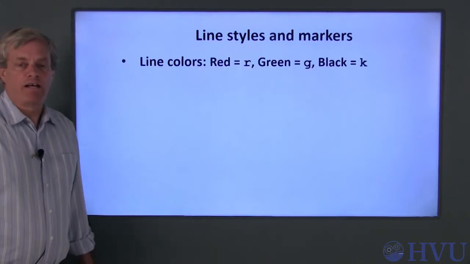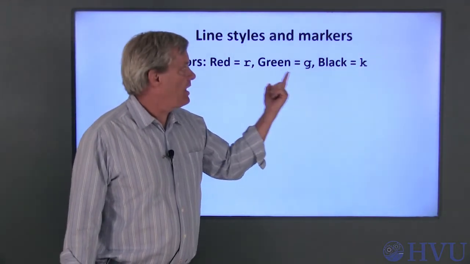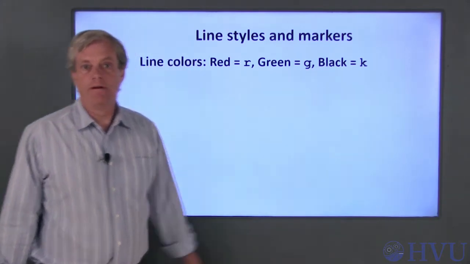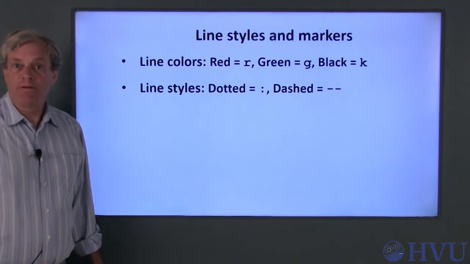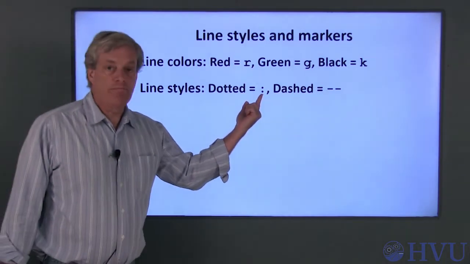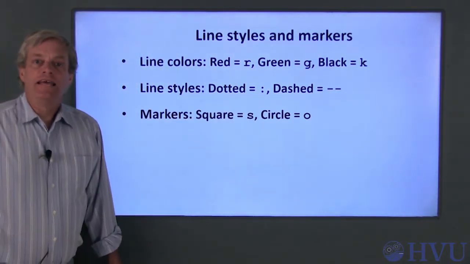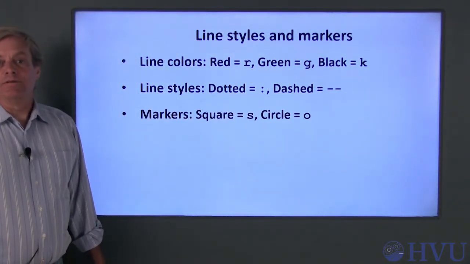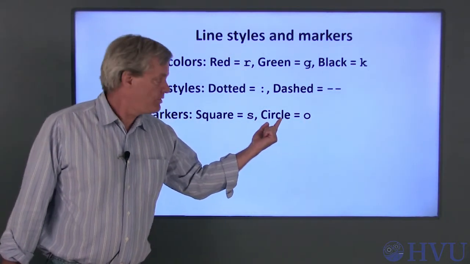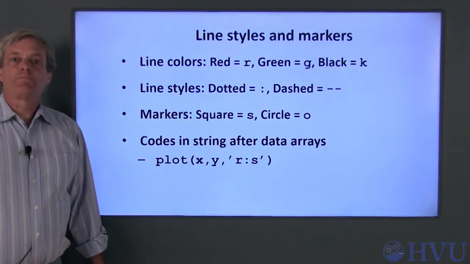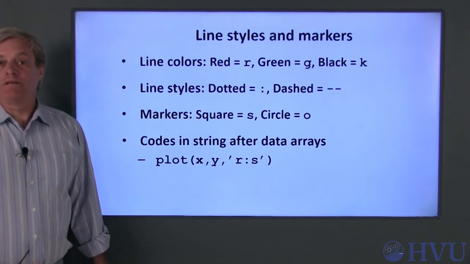Line colors are specified by a letter. For example, R creates a red line, G a green line, and K gives you a black line. Lines can be solid, dashed, dotted, or a dot-dash combination. A dotted line is specified by a colon and a dashed line by 2 hyphens. Data point markers are specified by a symbol. Some examples are S for a square and a lowercase o for a circle. The codes to specify markers and line styles are included in a string following the data set being plotted.